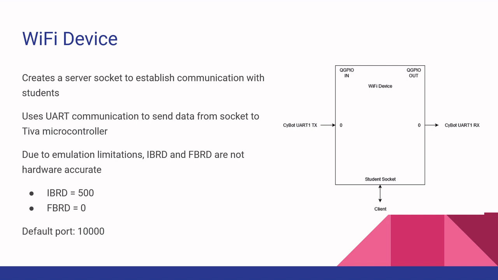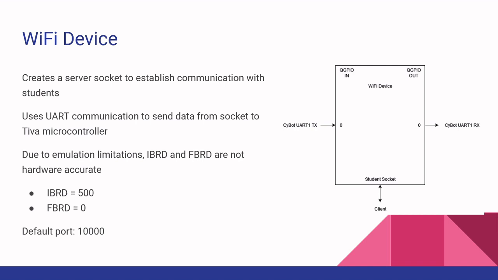So the next device that we're going to talk about is the Wi-Fi device, which creates a server socket to establish communication with the students themselves. It is basically just another UART device. We have copied most of the UART code directly, with just some more limited functionality and fewer configuration options.